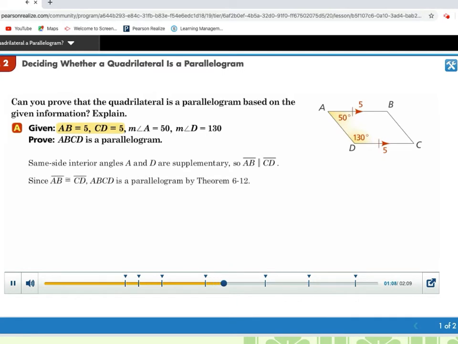Since segment AB is congruent to segment CD, and you also just proved that they are parallel, figure ABCD is a parallelogram by theorem 6-12. So yes, you can prove that ABCD is a parallelogram with the information given.